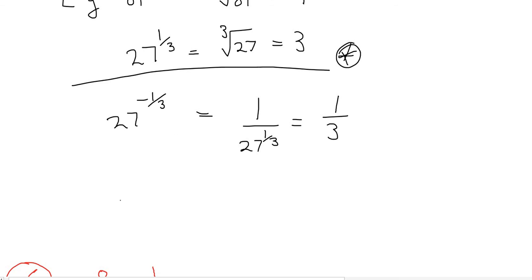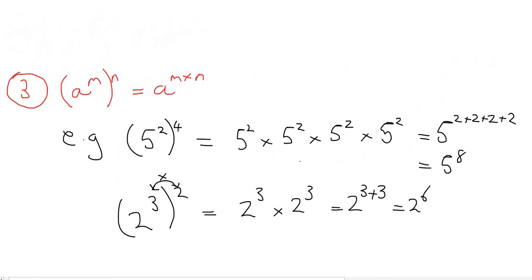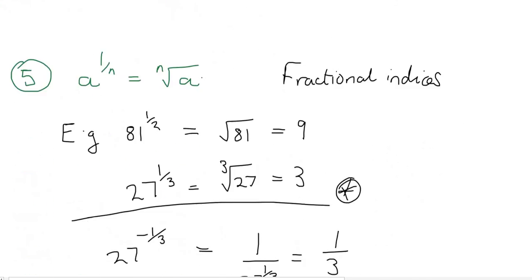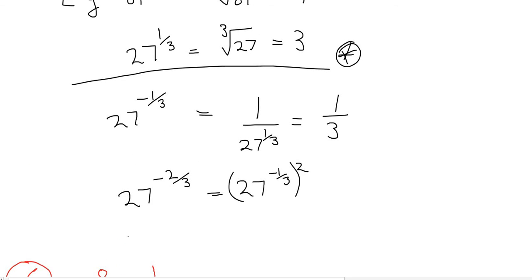Okay, and we could take this even further by combining another rule. So let's look at 27 to the minus 2/3. Well, this is just equal to 27 to the minus third, squared. Yeah, because by rule number 3 here, if we have a number raised to a power and then another number on the outside of the brackets, we just multiply the two powers. So 27 to the minus 2/3 is just equal to 27 to the minus 1/3 squared.